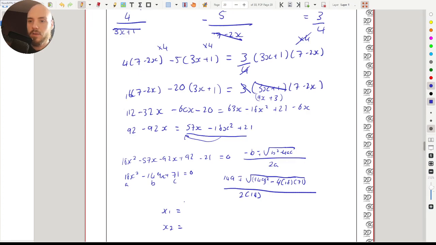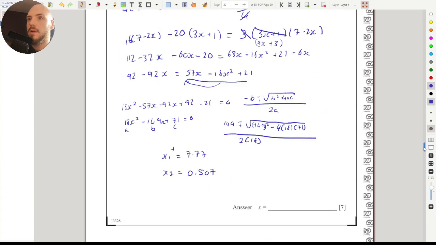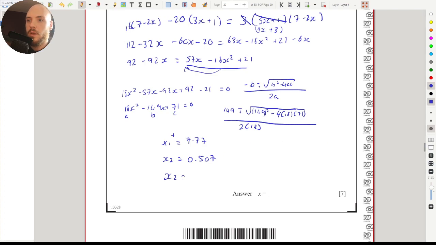So the positive value, which I'm just going to take this to be my positive, my x1 is 7.77. Okay, and my x2, which is the negative square root, is probably going to be a negative value, I would imagine. No, still positive, 0.507. Now, I think the question asked to 2dp, yeah. Correct answer is to 2dp, so my x2 would be 0.51. So x is equal to 0.51 and 7.77. Okay, hope that makes perfect sense for you. Alright.